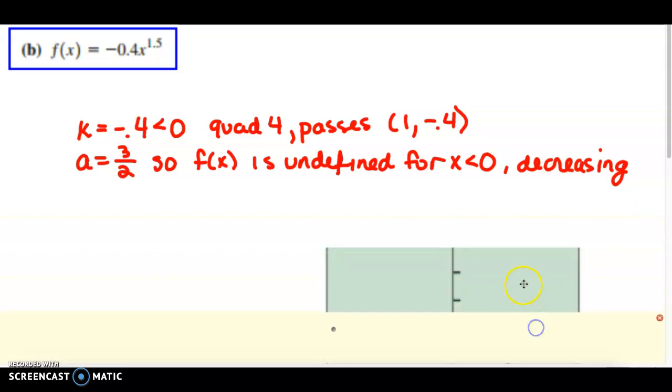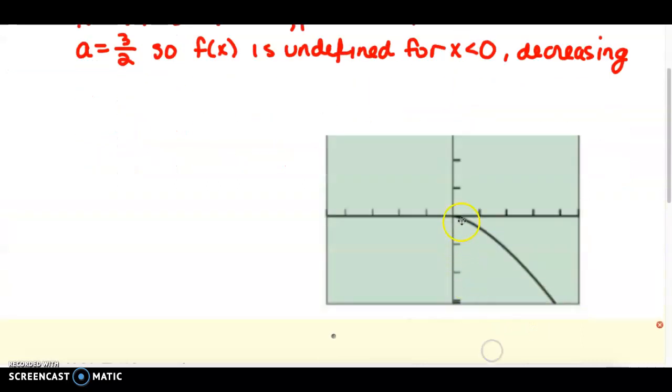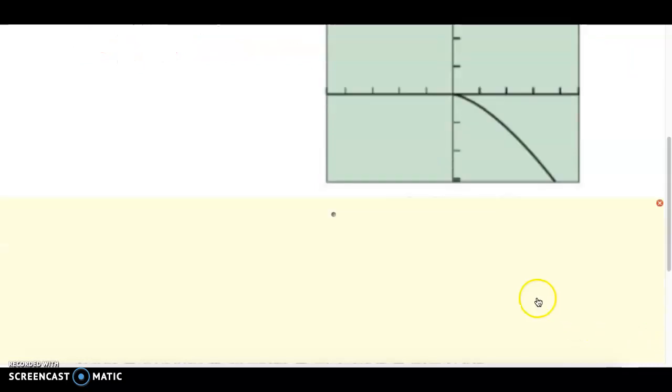And if we look at the graph of that, it's just going to look like this. It's passing through (1, -0.4). It's in that quadrant 4, and it's decreasing. And it's undefined over in the negative x values.